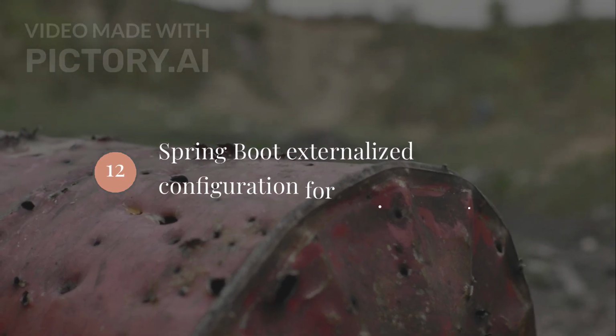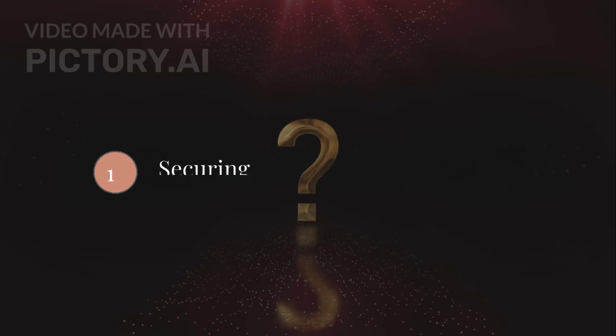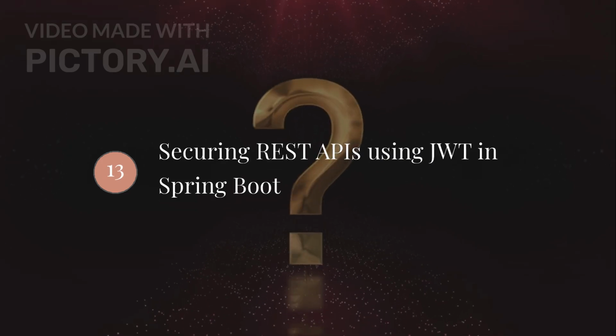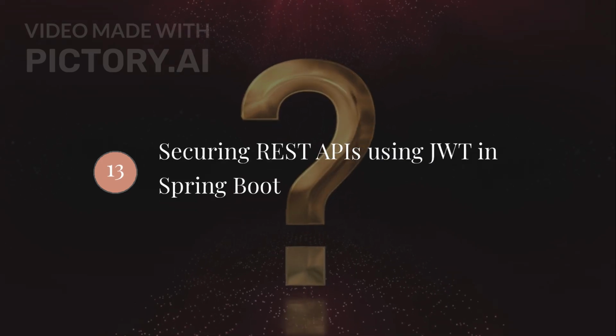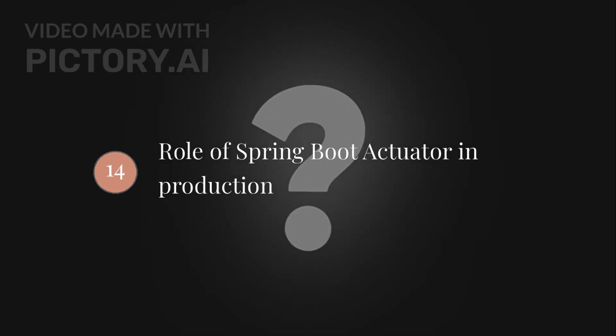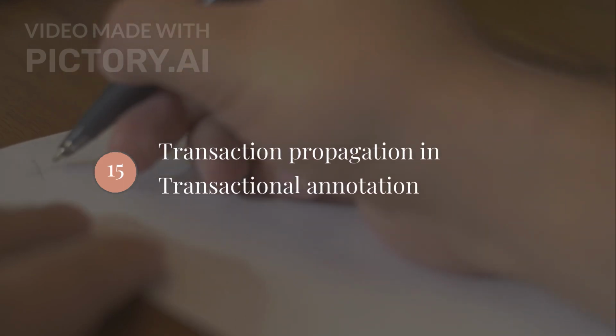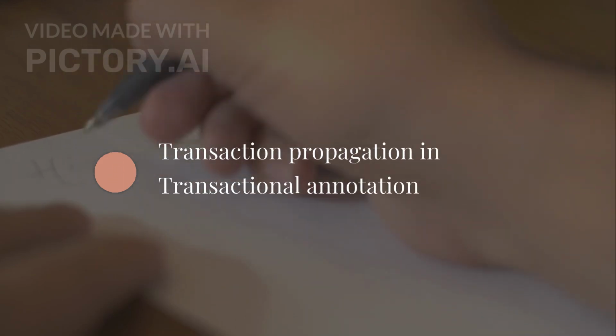Question 12. How does Spring Boot externalize configuration for different environments? Question 13. How do you secure REST APIs using JWT in Spring Boot? Question 14. What is the role of Spring Boot Actuator in production? Question 15. Explain transaction propagation in @Transactional.